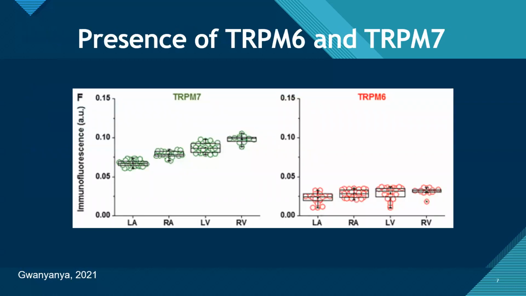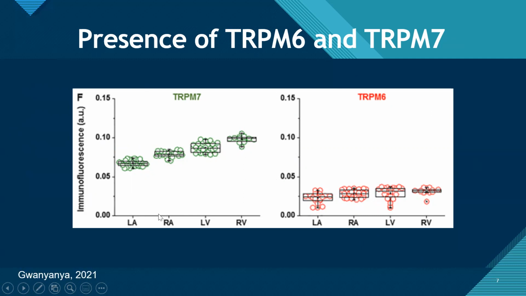The first step in this study was to determine the presence of TRPM6 and TRPM7 in the pig cardiomyocytes from all 4 chambers of the heart. The cells were stained and underwent immunofluorescence. When looking at the graphs on the screen, we can see the totals of TRPM7 on the left in green here, and TRPM6 in red on the right here.